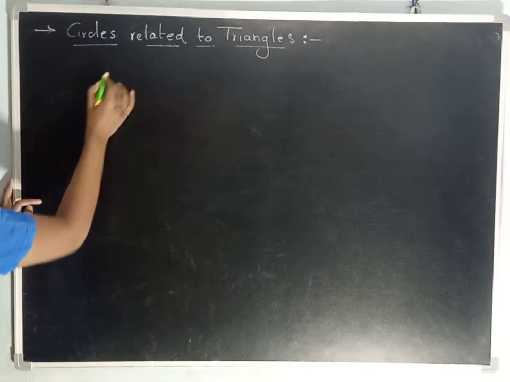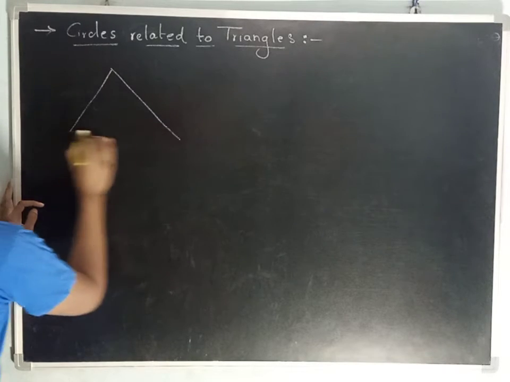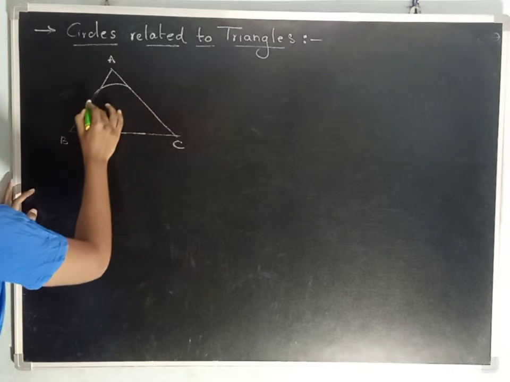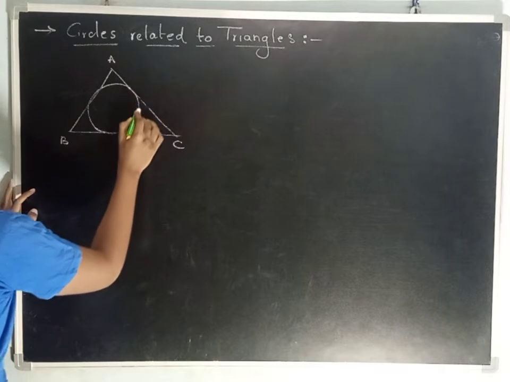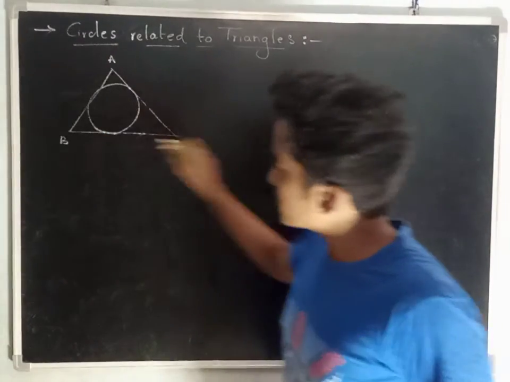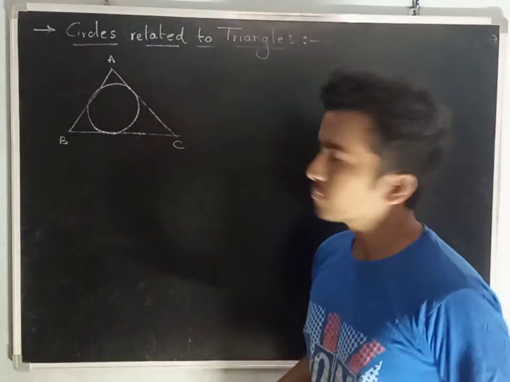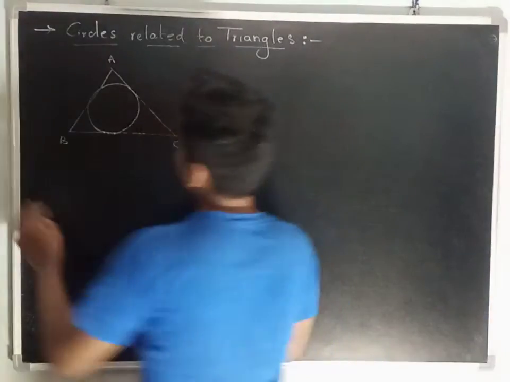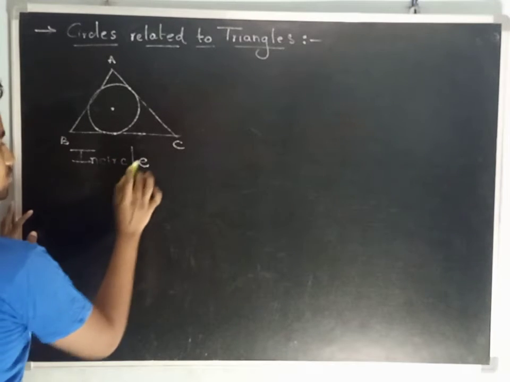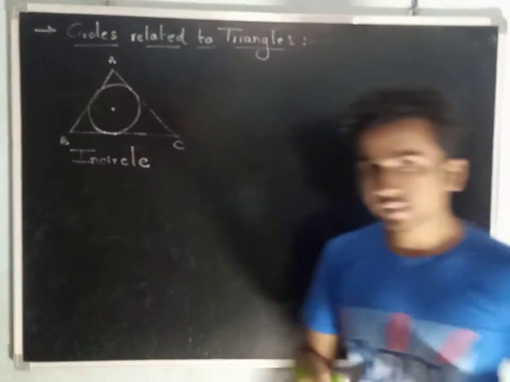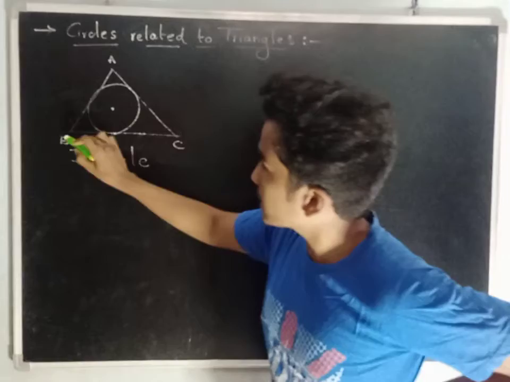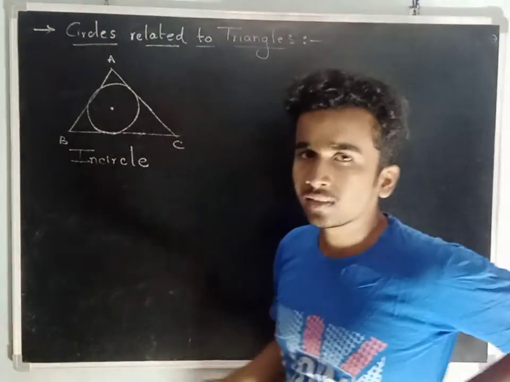For a triangle, let me consider triangle ABC. A circle can be drawn inside the triangle ABC so that these sides AC, AB, BC act like tangents to the circle. Okay? Basically, this type of circle is called as incircle. The circle that is drawn inside the triangle, in which the sides of the triangle act like tangents to the circle. Okay?